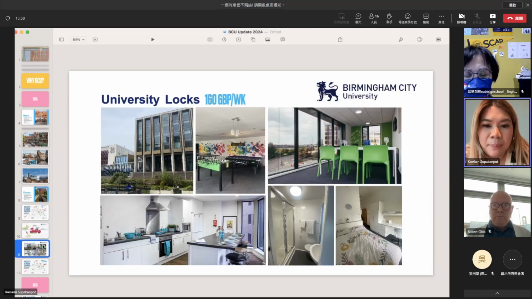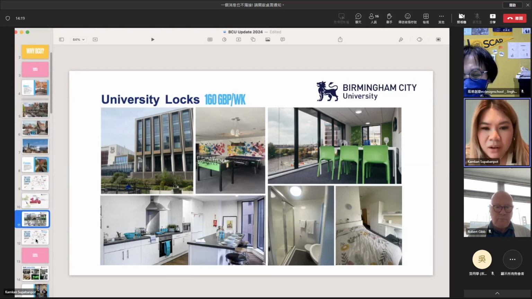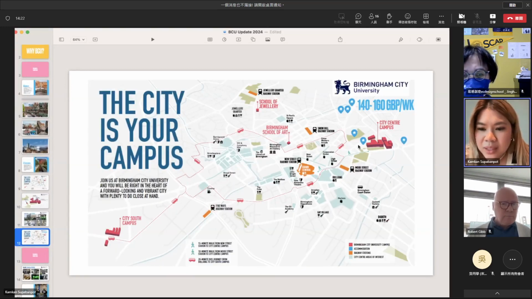And basically, we also have University Locks, which is basically the students' accommodation. This one is £160 per week, and it's also inclusive of some of the electricity bills, the gas, the water bill, also Wi-Fi as well, and you have your own ensuite bathroom within your bedroom. Apart from that, not only do we have University Locks, but you can see all the blue dots is basically all the other students' accommodation available within the vicinity of the university, which means that you have access to your accommodation and the school within a 5 to 10 minute walk as well.